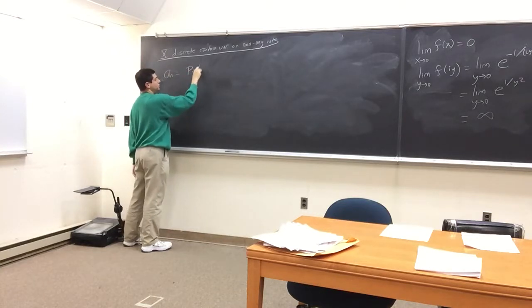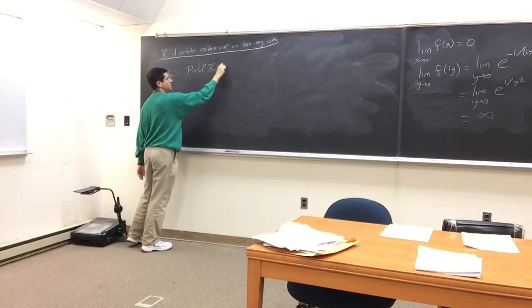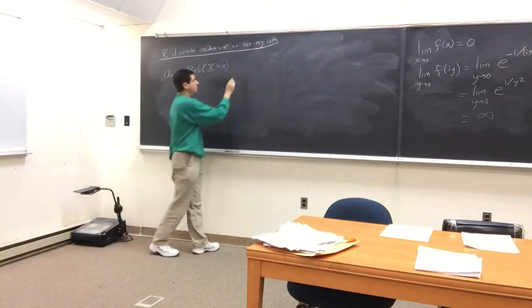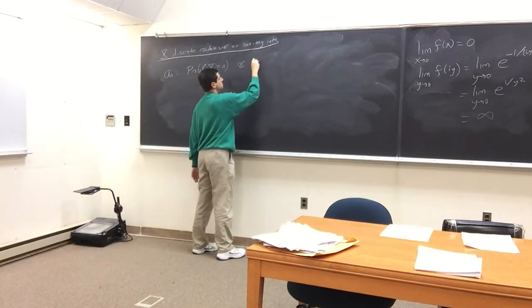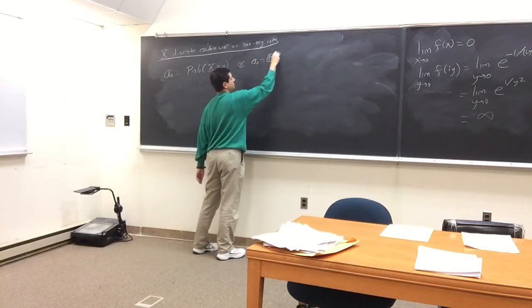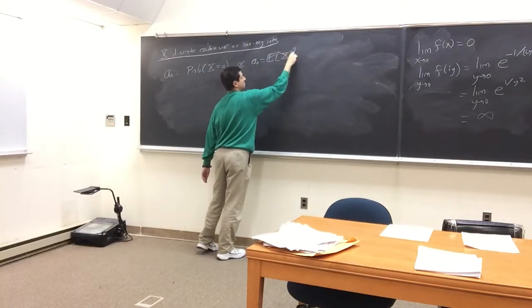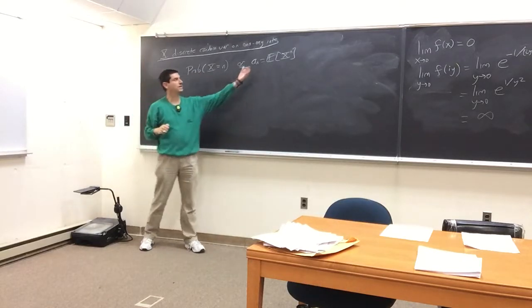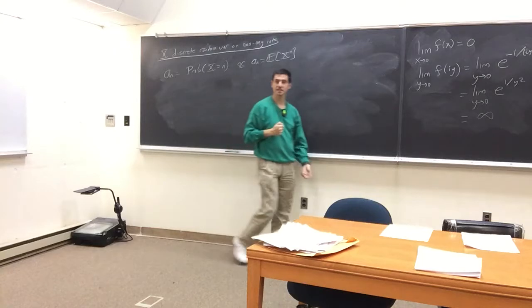So that's a very natural thing. It's the probability X equals n. Another possibility would be the expected value of X to the n. You know, this one is not as immediate as a good idea.